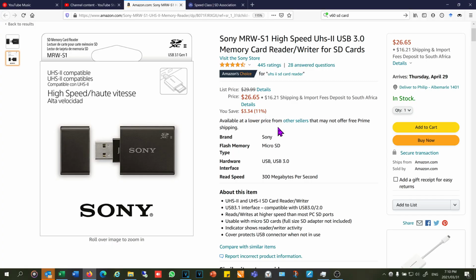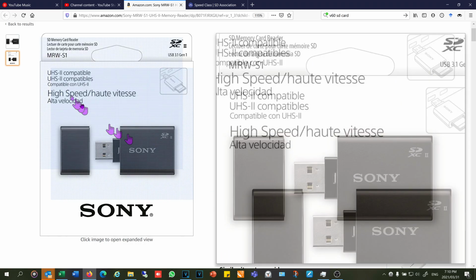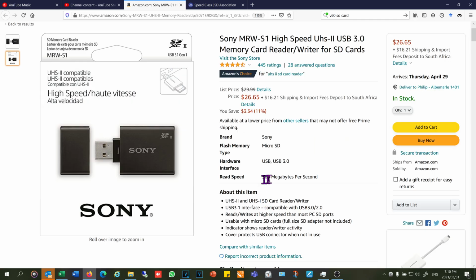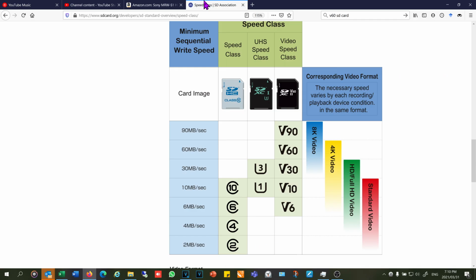If you're specifically looking for a USB 3 connection for your card reader, you can get UHS-II card readers. Here is the Sony version, giving you a maximum read speed of 300 megabytes per second. Just having a look at the speed class, these cards are all V60, which means they can all do at least 4K footage. You can do 8K footage, but then the data rate, the write speed, is where the limitation is.